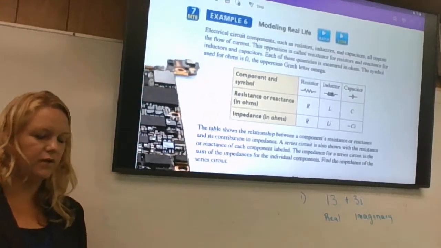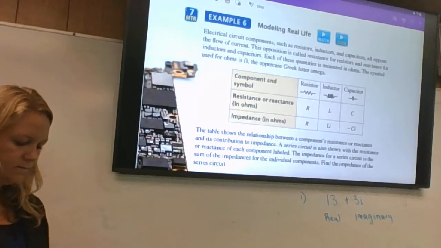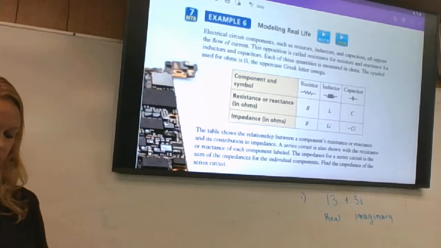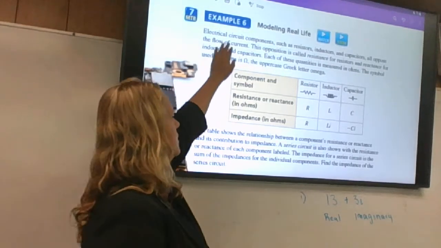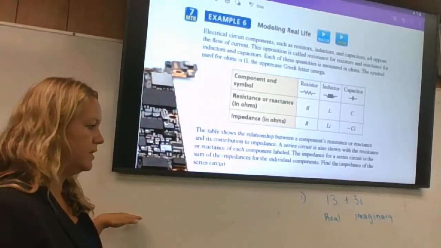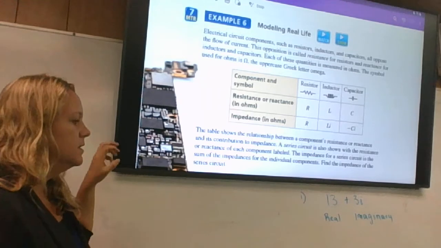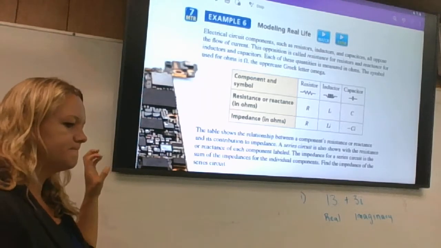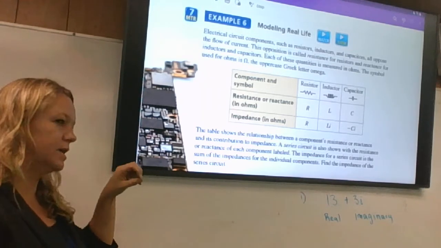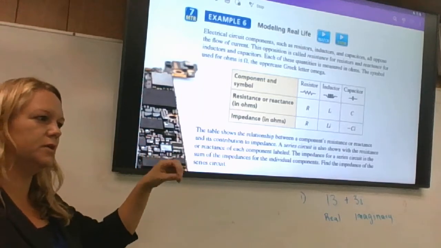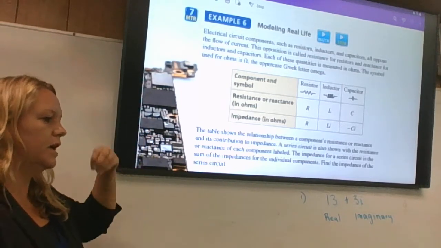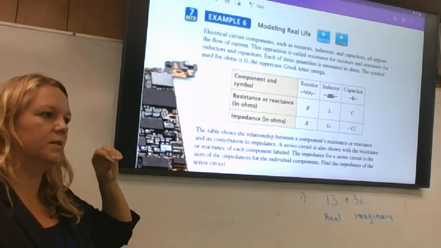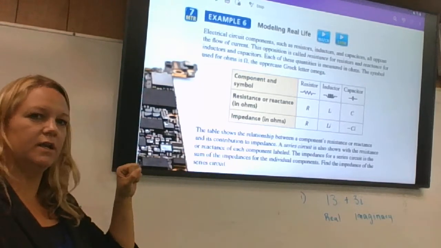So this is a lot of vocabulary. Circuit components are resistors, inductors, and capacitors. Those three things oppose the flow of current. And you're about to watch a video that explains that when a metal wire gets electrons that are available, like you've learned about how atoms might have extra electrons that make it able to drop or gain electrons.